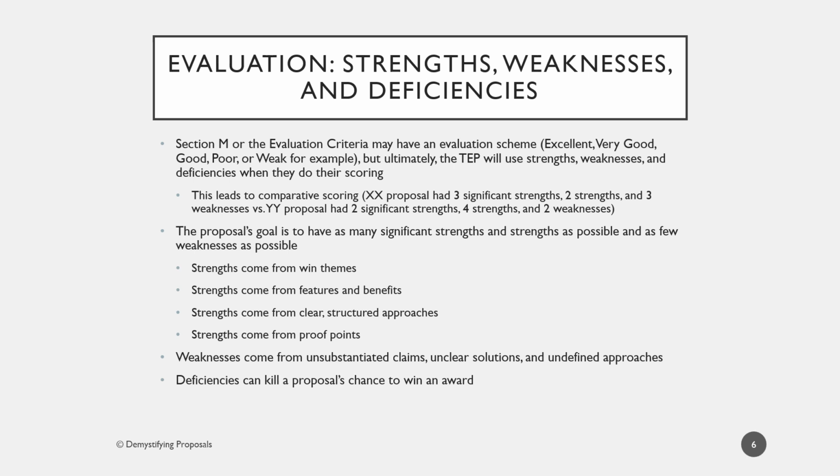The proposal's goal is to have as many significant strengths as possible, and as few weaknesses as possible. Your strengths come from your win themes, your features and benefits, clear, structured approaches, and proof points. Weaknesses come from unsubstantiated claims, unclear solutions, and undefined approaches. Deficiencies can kill a proposal's chance to win an award.